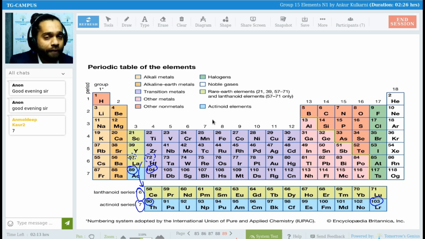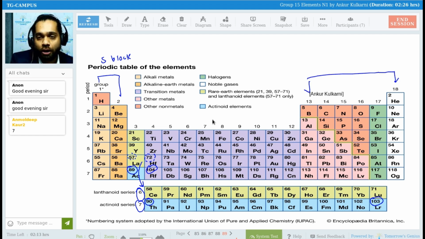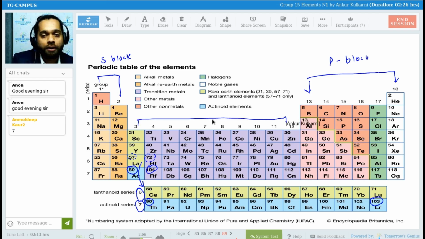Okay, write it down, everyone. Group 1 and group 2 is your S block, correct? Group 13 to group 18 is your P block, correct? Then group 3 to group 12 is your D block, correct? And the F block is present in the D block itself.